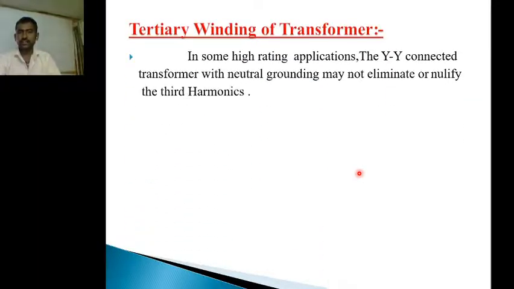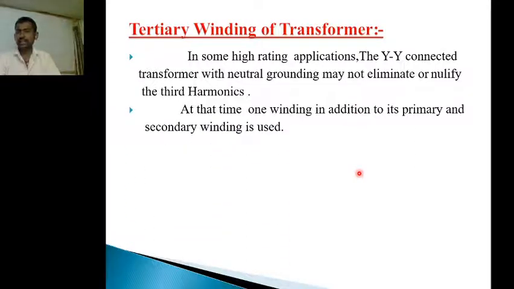So the next topic is the tertiary winding of the transformer. What is the tertiary winding of the transformer? In some high rating applications, we use a star-star connected transformer with neutral winding. Normally in three-phase transformers, we have third harmonics, and these are eliminated in the delta-delta connection, whereas in the star-star connection these harmonics are not eliminated. To eliminate them, we can go for neutral grounding of the star-star connection. But at high rating applications, even with neutral grounding, the star-star connection may not eliminate the third harmonics.